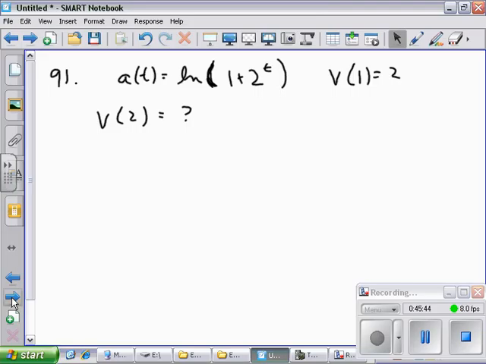91, they give you the acceleration. Time, of course, has to be positive in motion problems, never give a negative time. The velocity when time is 1 equals 2, and they want to know what the velocity is when time is 2.